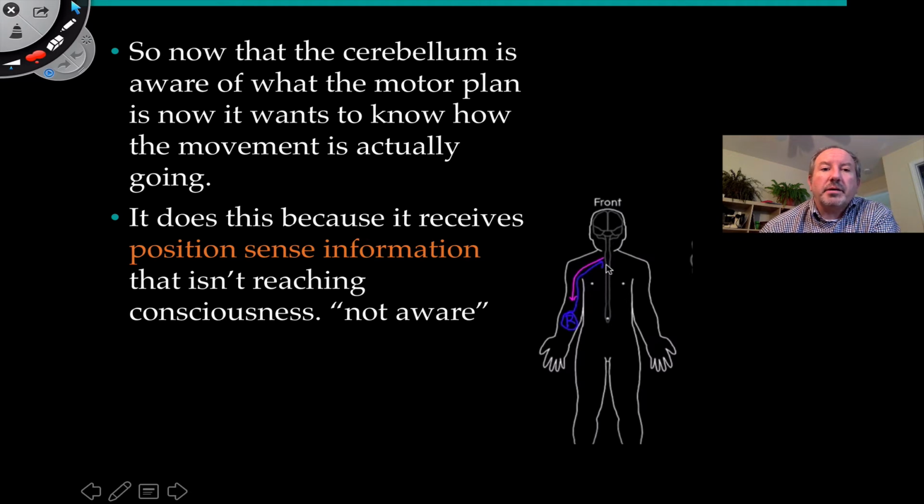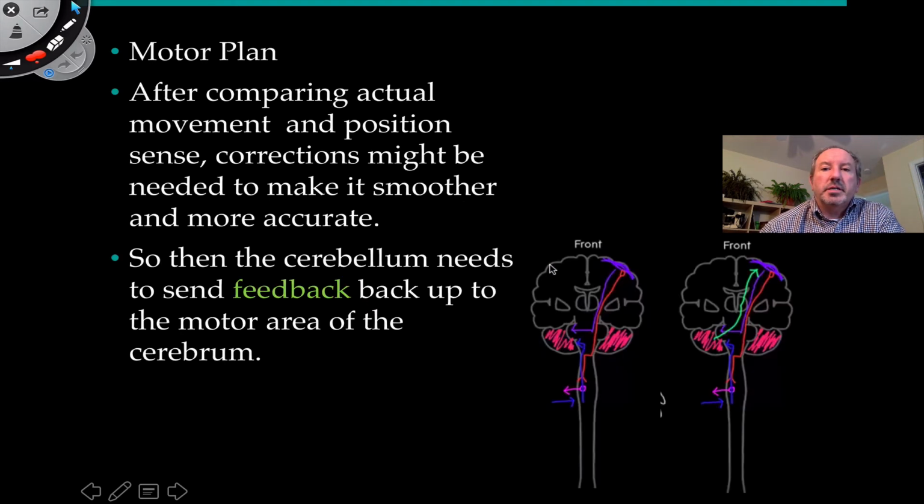And what's happening here is that the cerebellum is then going to receive information about position sense. So it's going to receive information about what's going on with that movement, although this is unconscious, and so we're not aware of it. It's not reaching consciousness. So this information is going back to the cerebellum, and it's like we're getting information about how that position is occurring.